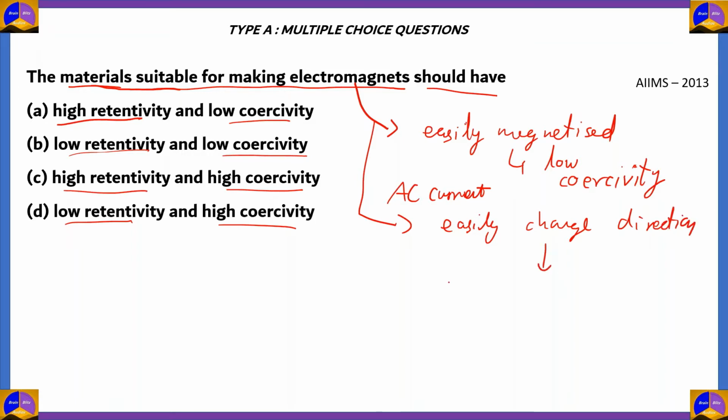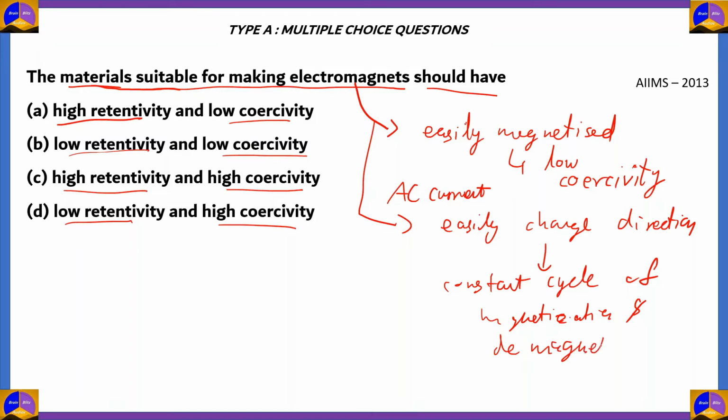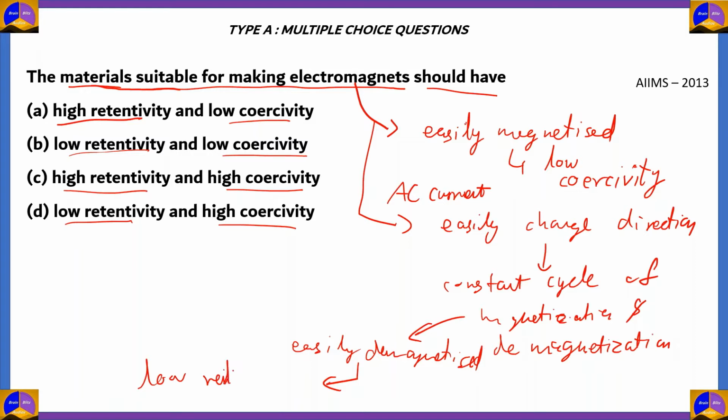Now, for easily changing direction, there should be a constant cycle of magnetization and demagnetization, which means that the material must easily demagnetize as well. It should get easily magnetized, and it should also get easily demagnetized. And for getting easily demagnetized, it should have low retentivity of the magnetic field.